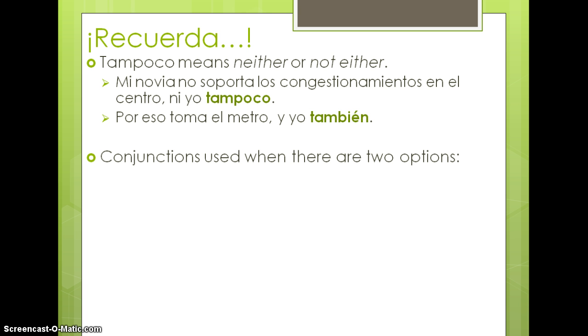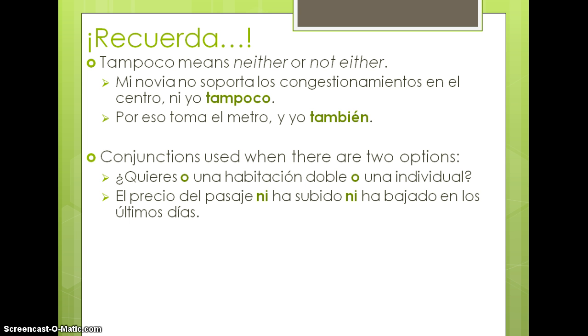There are a couple of conjunctions we're going to look at really quick. We use them when we have two options. That's the o and the ni. ¿Quieres una habitación doble o individual? Do you want a double room or a single? El precio del pasaje ni ha subido ni ha bajado en los últimos días. The price of the tickets has neither risen nor fallen in the past days.